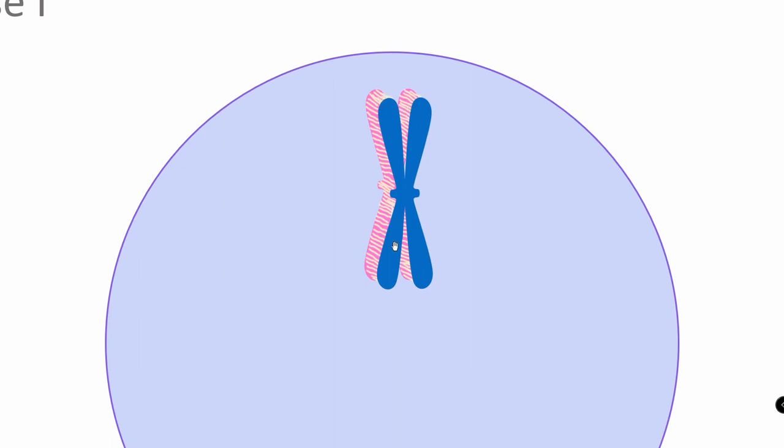This pairing of homologous chromosomes is called synapsis, and this thread-like structure that is formed is called the synaptonemal complex. What is it called? Synaptonemal complex. Nemal means thread, synapsis means pairing. So now what are they doing? They are undergoing synapsis. They have formed synapsis, and that is demarcated by the presence of the synaptonemal complex.